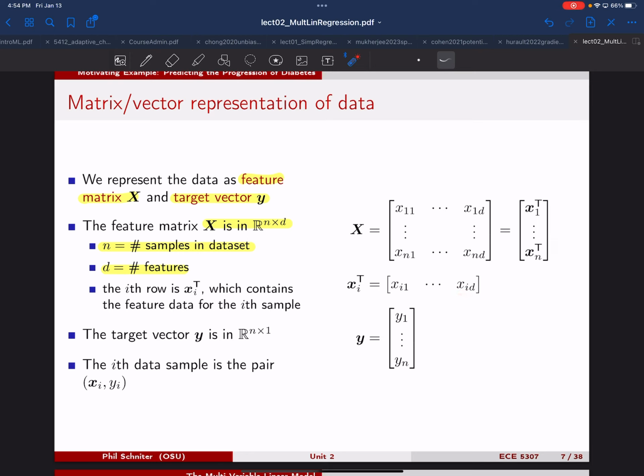And then similarly, we have our target vector y. As you can see, this is going to be a column vector of dimension n. These are just our different target values for the different samples. So the samples are officially these pairs xi, yi. And the target vector is n by 1. Okay, everybody good with those definitions? Okay.